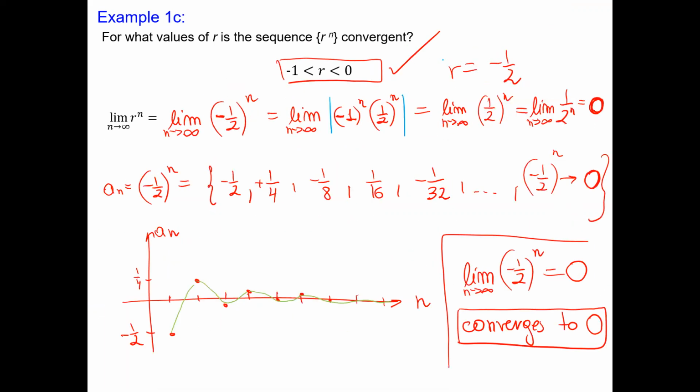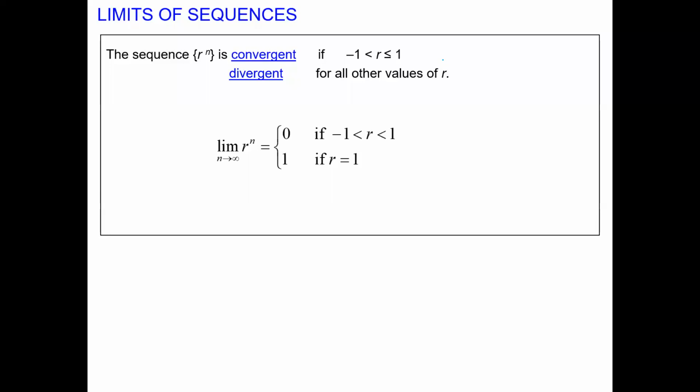And I have a little bit more professional summary. The sequence r to the power of n, the geometric one, is convergent if r is between -1 and 1, including 1. Divergent for all of the other values of r. We also notice that if r is between these numbers, it converges to 0, and just for r being 1, it converges to 1. It's worth remembering one more time: if the common ratio is between -1 and 1, the geometric sequence converges to 0. If it's 1, it converges to 1. But if it's outside this interval, it's just divergent.